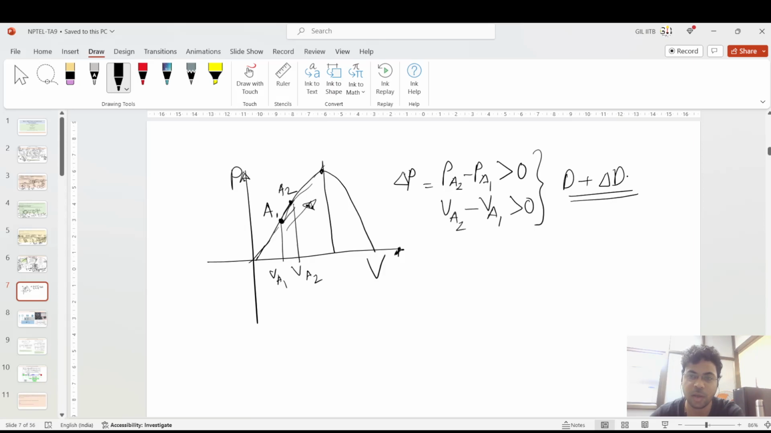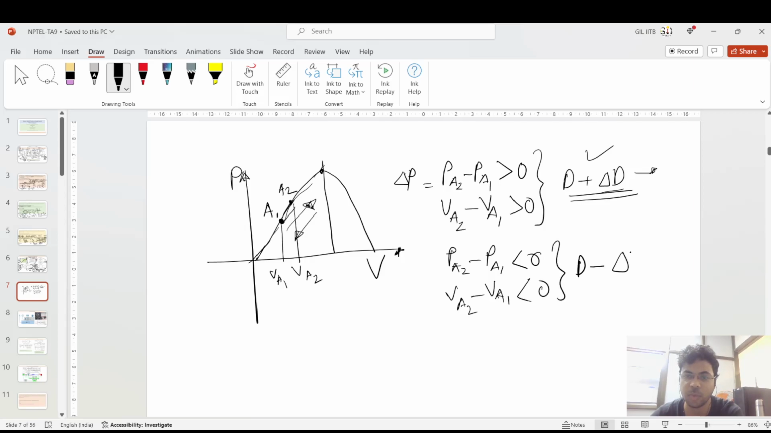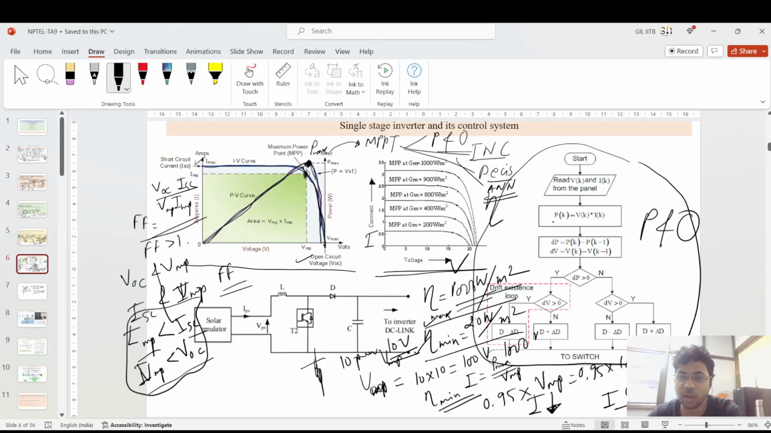So certain logic should operate in such a way that D plus delta D, that is the duty cycle given to the PWM signal for the IGBT or certain switches, changes the duty cycle. Same concept when moving in the reverse direction: PA2 minus PA1 should be less than 0 and VA2 minus VA1 is less than 0, okay. So in this case you apply D minus delta D, reducing the duty cycle a little bit, okay.